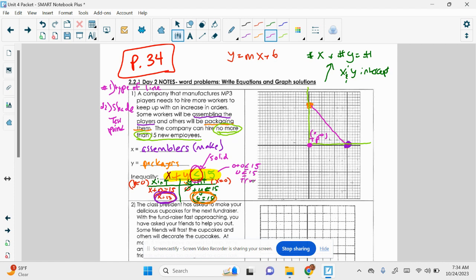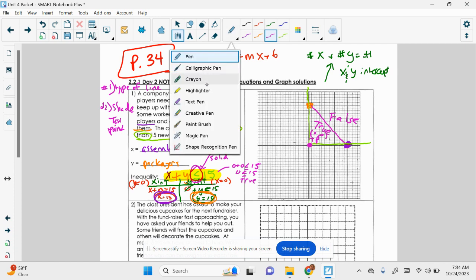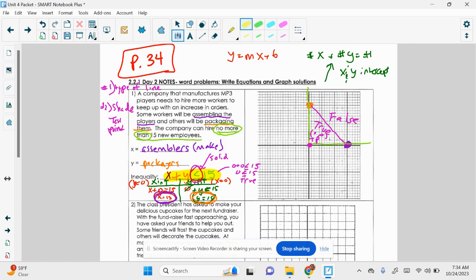This is true, which means that this is the true side. The test point side is true, and this is the false side. So my question to all of you, if you remember from yesterday, is what side do we shade? Do we shade the true or the false? And the answer is true. So this would be our answer to this inequality.